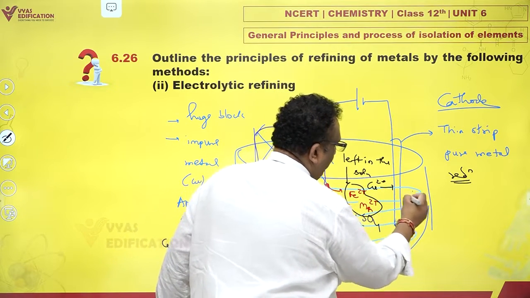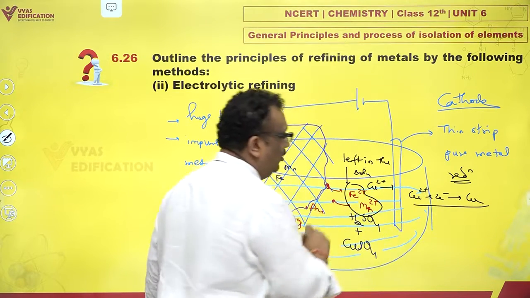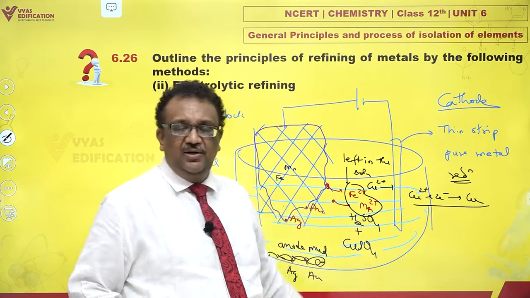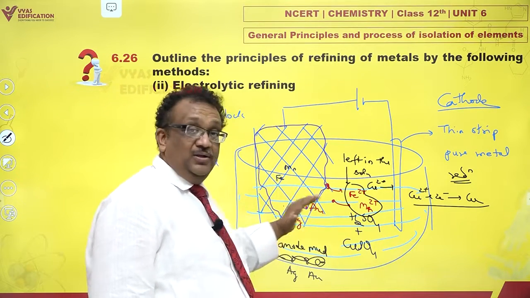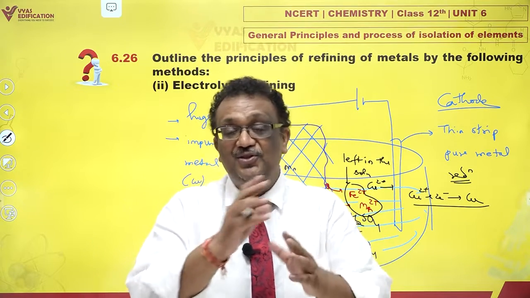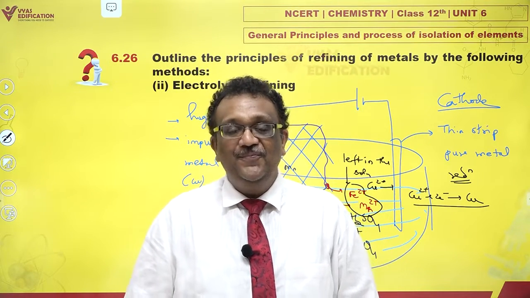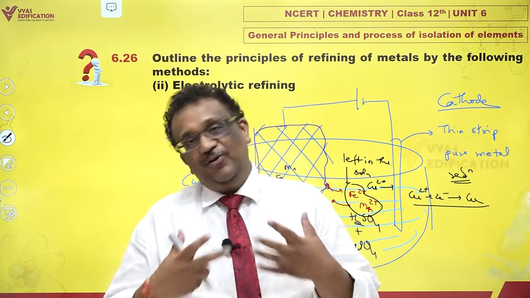And only copper ions undergo reduction because they have the greatest tendency to undergo reduction, and they get deposited. So all the impurities are either in anode mud or they're left in the solution, and pure copper gets deposited. And this, my dear, is the principle for electrorefining of any metal, not just copper. Copper is an example, but it applies to any metal.